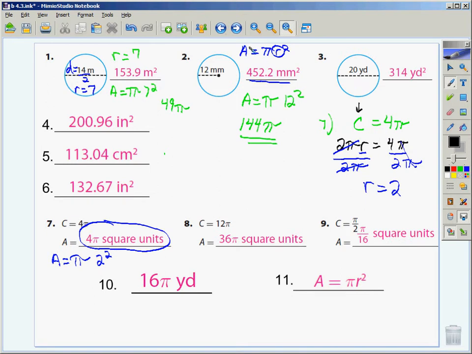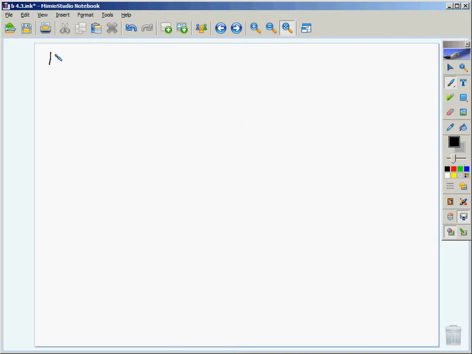For number 10, what was the answer? 16 pi. I just tried to solve it because I got it wrong. Read it to me. A circular pan has an area of 64 pi squared. What is the circumference of the pan? Give your answer in terms of pi. So the area is 64 pi what?